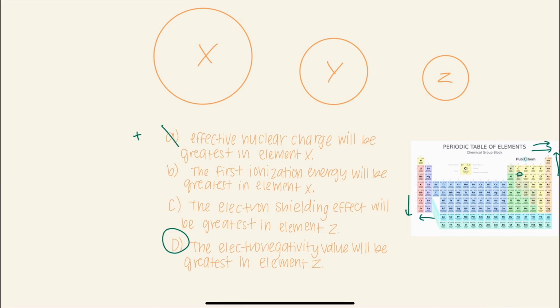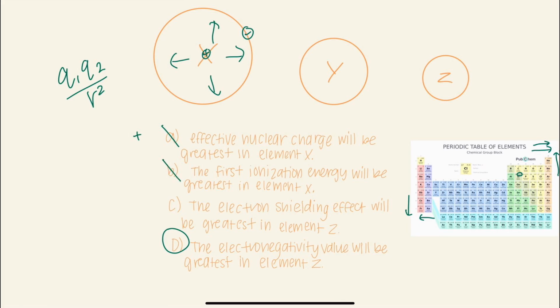B, the first ionization energy will be greatest in element X. So ionization energy being the greatest means that it's going to take the most energy to remove an electron. Because the atomic radius is big, the attraction between the nucleus in the middle and its electrons is weaker. We talked about Coulomb's law, which is Q1 Q2 over radius squared. If the radius is bigger, since it's inversely proportional to the electrostatic force, that force will be weaker, and so we can cross out B.